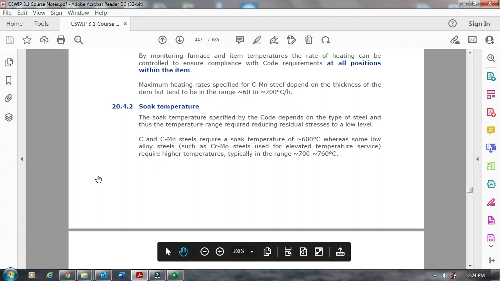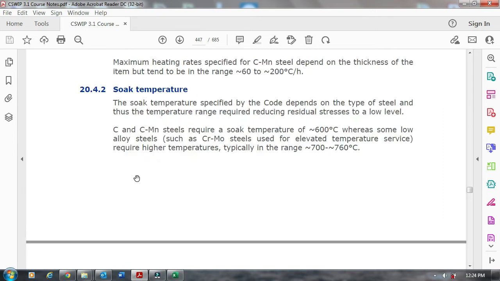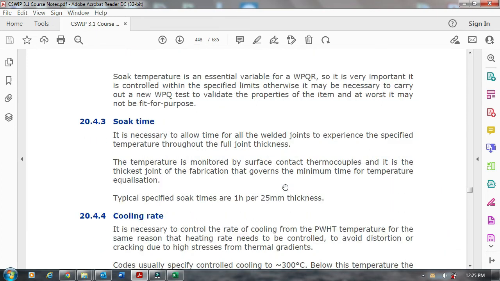The soak temperature specified by the code depends on the type of steel and the temperature range required for reducing the residual stress to a low level. Carbon manganese steel requires a soak temperature of 600 degrees, whereas some low alloy steels such as chrome moly steel used in elevated temperature service require higher temperatures, typically in the range of 700 to 760. Anyway, this is devised by the welding engineer.